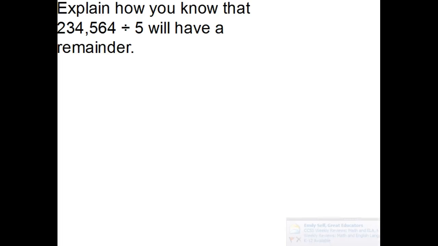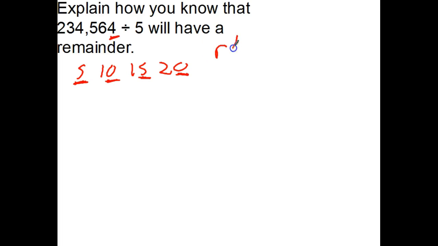Explain how you know 234,564 divided by 5 will have a remainder. Well, when I'm doing multiples of 5, 5, 10, 15, 20, etc., you can see they all have a 5 or a 0 in the ones place. This has a 4, so I know this one's going to come out as remainder 4.